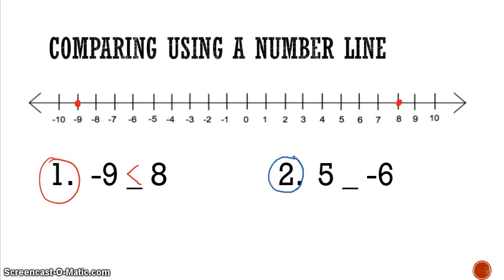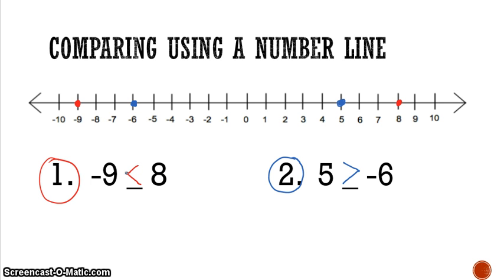Let's try this one. So you have 5 and -6. I'm going to graph 5, and then I'm going to graph -6. And you see 5 is to the right of -6, which makes 5 greater than -6. Remember, the mouth opens towards the greater number.